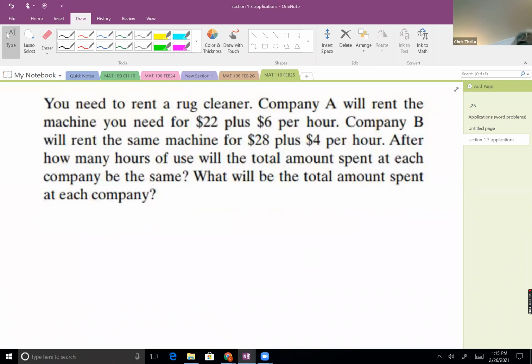First question says, you need to rent a rug cleaner. Company A will rent the machine you need for $22 plus $6 an hour. Company B will rent the same machine for $28 plus $4 per hour. After how many hours of use will the total amount spent at each company be the same? What will the total amount spent at each company be?